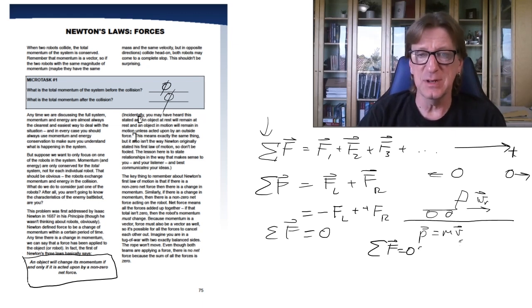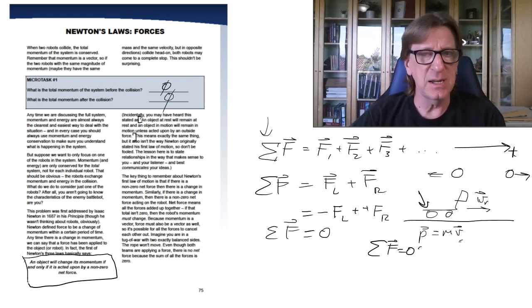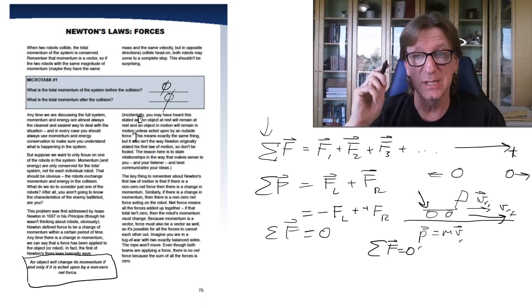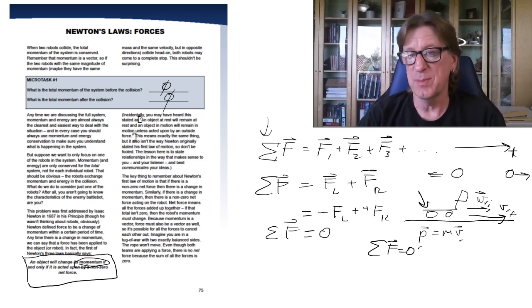So this statement, an object in motion will remain in motion, is kind of what we're talking about with our robot right here. But it's not actually correct, because according to that definition, I could increase its velocity, couldn't I? And it would still be in motion. But did its momentum change? Yes. So Newton's law says it will change its momentum only if it's acted upon by a non-zero force.